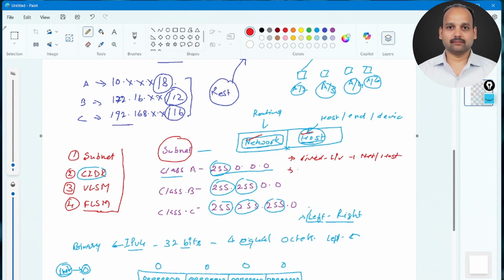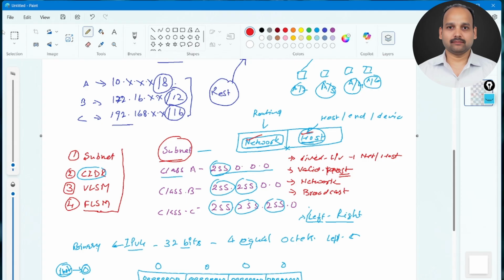Second, it's going to give you the valid range, or you can say the valid hosts, or you can say it is going to give you the host range. Third, you can calculate your network address, that is, what is your network address and what will be your broadcast address. These four things you can get from your subnet.